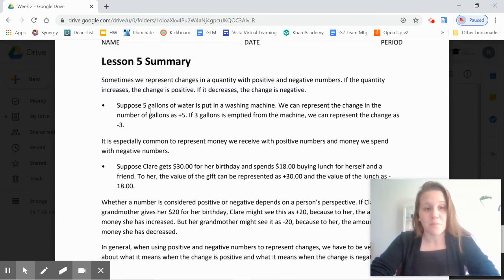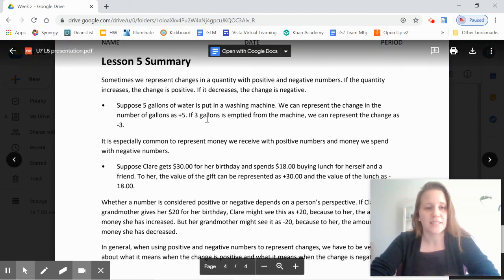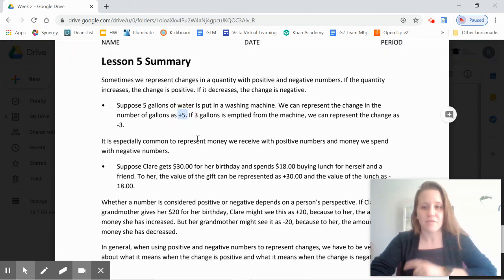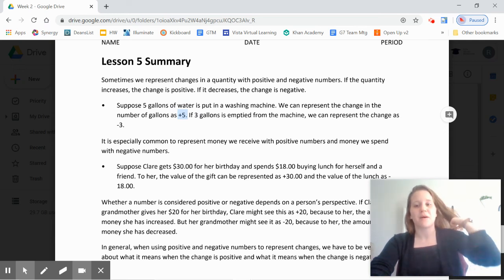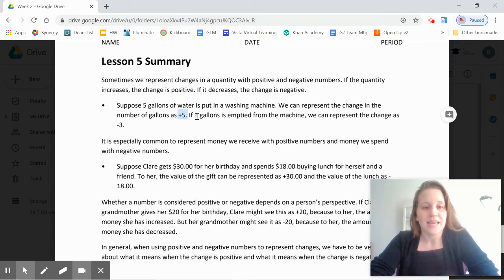Here's another example. Suppose 5 gallons of water is put in a washing machine. We can represent the change in the number of gallons as positive 5. 5 gallons of water goes in the washing machine, which increases its amount of water by 5. If 3 gallons is emptied from the machine, we can represent this change as negative 3. So the quantity is decreasing, and the change is negative.